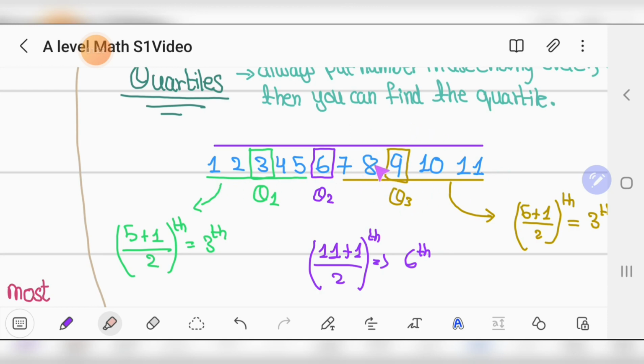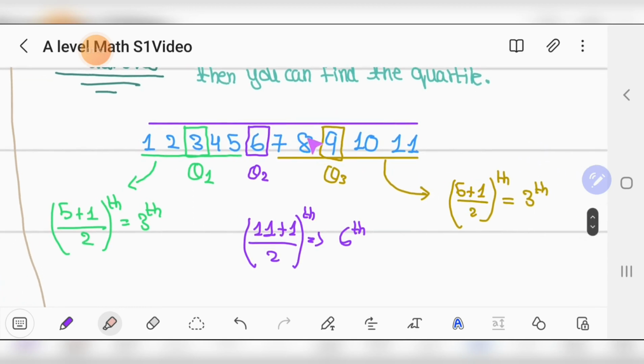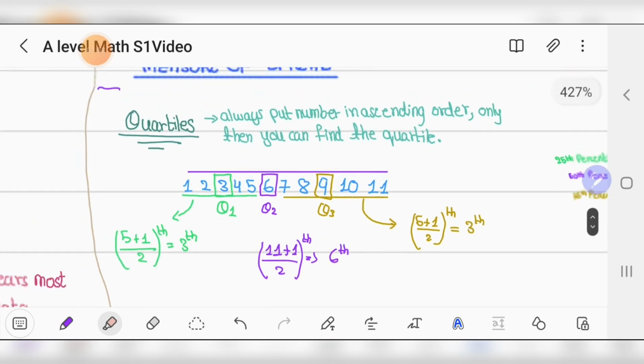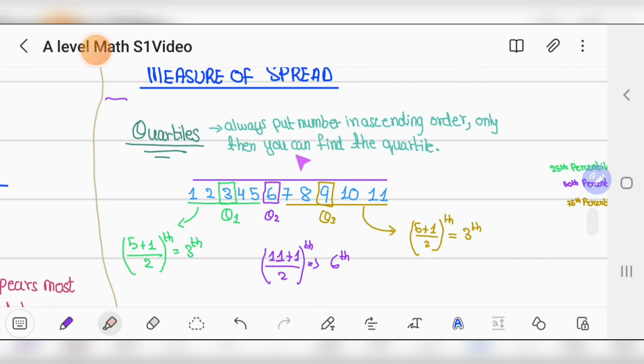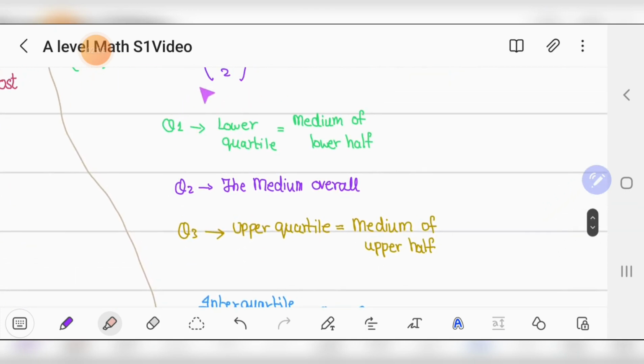In here we're going to find the median, which is known as Q3, quartile 3, and we will use the formula: 1 2 3 4 5, 5 plus 1 upon 2, third. So this is the median, the third quartile. For the first quartile, we use the formula as well, 5 plus 1 upon 2, 3. This is quartile 1, this is quartile 2, this is quartile 3. Always put numbers in ascending order, only then can you find the quartiles. Q1 is the lower quartile, median of the lower half. Q2 is the median overall. Q3 is the upper quartile, median of the upper half. So it's all about the median.